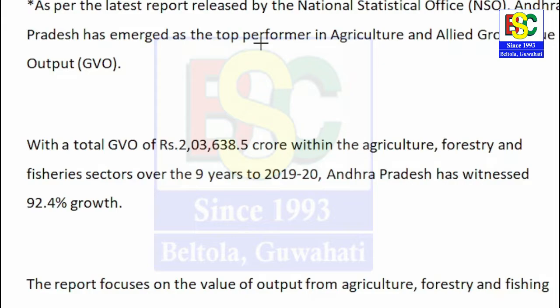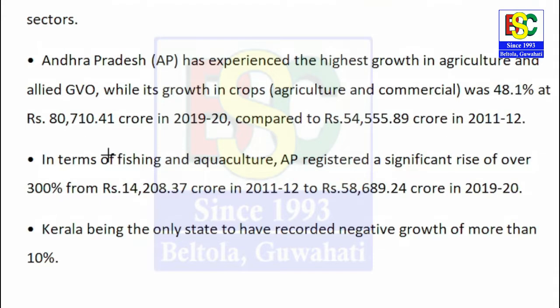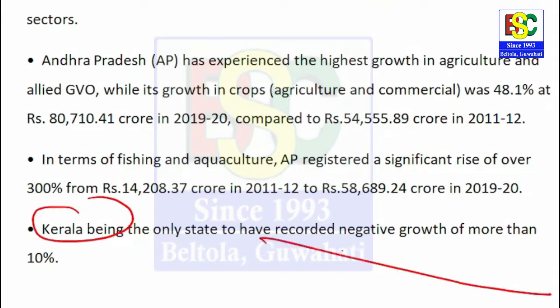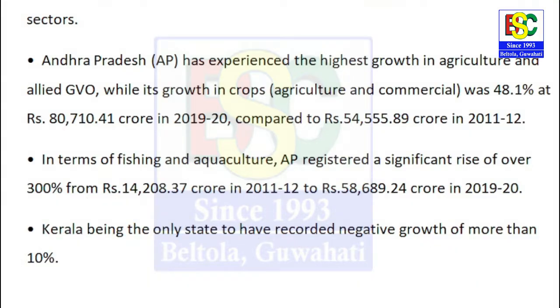This is not very important. Only you must remember that Andhra Pradesh has become the top performer in agriculture allied gross output. Okay. So in this report, you must remember Kerala is the only state to have recorded negative growth of more than 10%. Okay. Who is the Chief Minister of Andhra Pradesh?